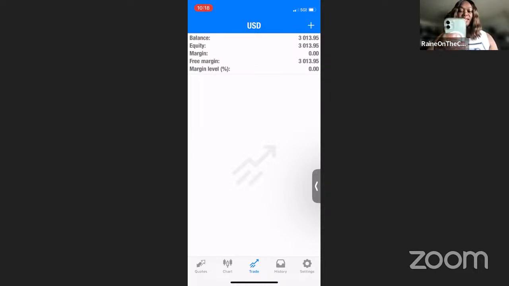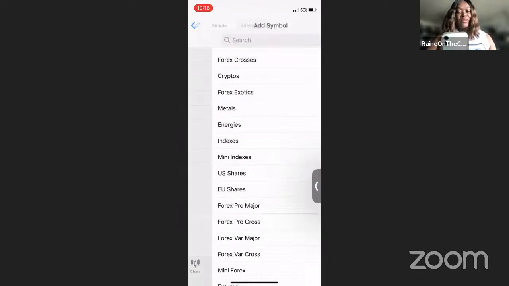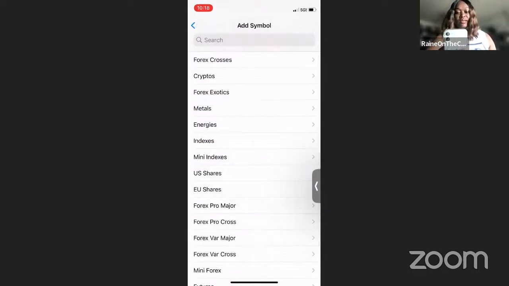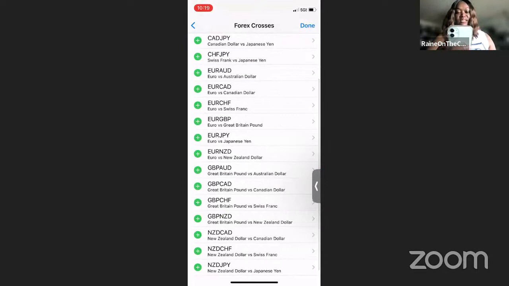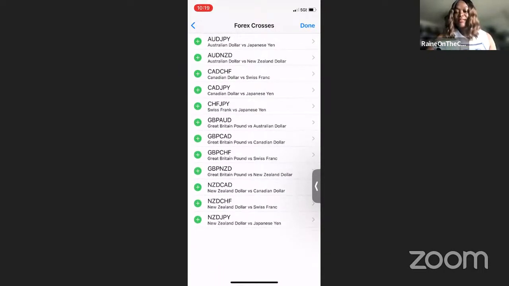So again, let's go to quotes. And let's say that it's something that's not here again. You hit the plus sign. Forex crosses. Let's say it's Euro JPY. You hit plus, but guys, you don't have to just wait until you get these different things to input it. You can just add, all right?